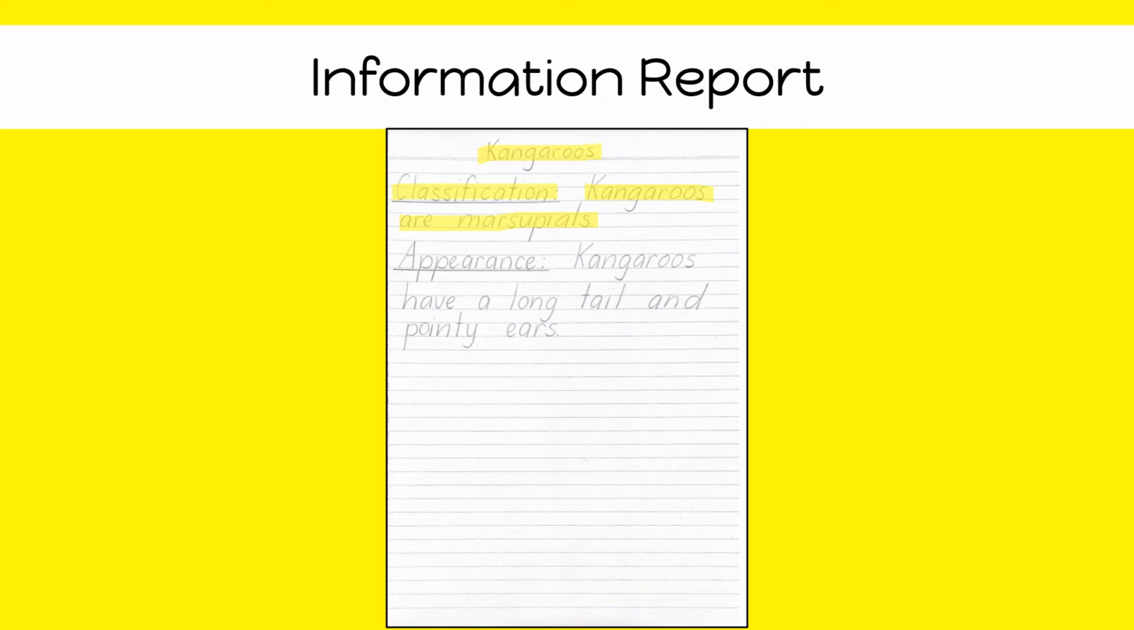And the next thing I needed was the appearance. And here's my sentence. Kangaroos have a long tail and pointy ears. So you can see, even though in my gathered information I wrote about more physical features of the kangaroo, today I have just chosen 2 features. I've chosen to write about the long tail and the pointy ears. So that's what you need to do. Just pick maybe 2 main features that you'd like to write about in your report and write a sentence about those in your appearance sentence today.